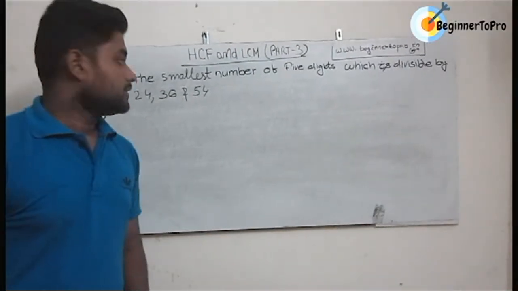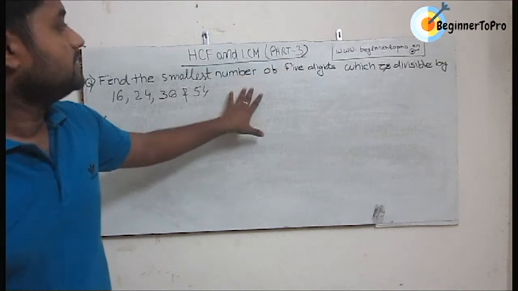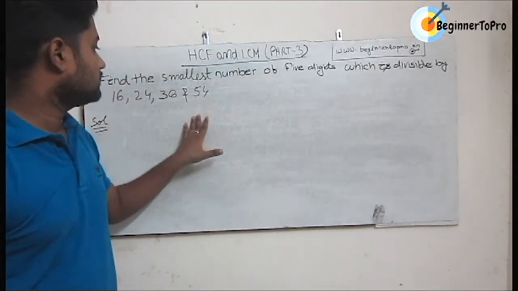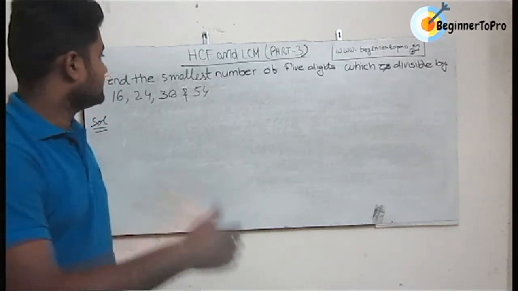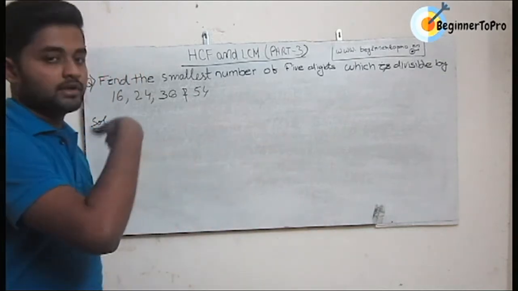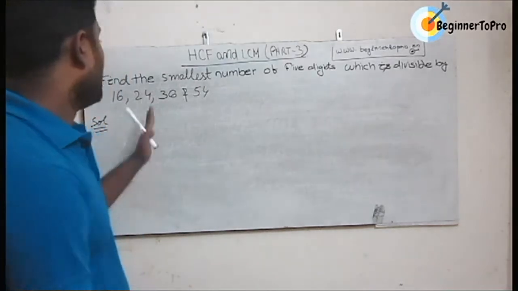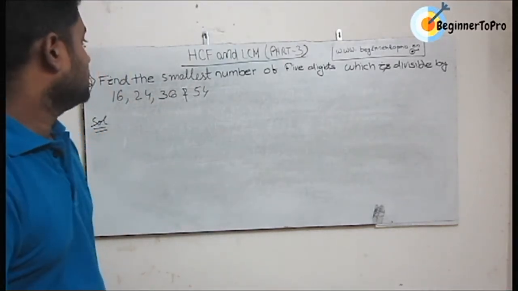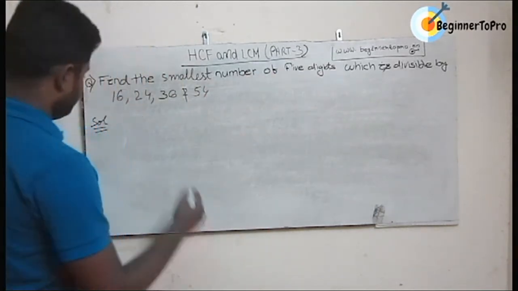Okay, now we will see another type of question. The question says: find the smallest number of 5 digits which is divisible by 16, 24, 36 and 54. So it is the same process as I already said. Whenever the question asks for the greatest or smallest number of any number of digits, we always need to find the LCM of the given numbers. But before finding the LCM, what will be the smallest 5-digit number?